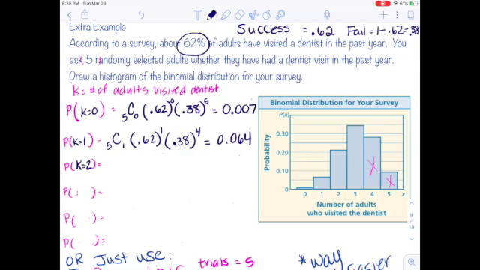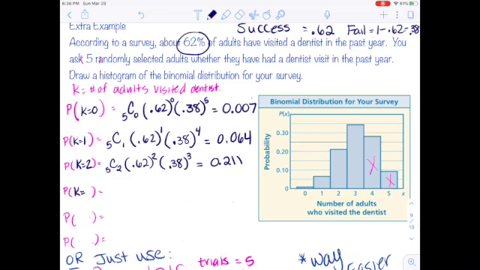Keep going. K is equal to 2. That means 2 people out of the survey went to the dentist. That probability would be 5 choose 2 times 0.62 to this. You have 2 people that went to the dentist, and you have 3 people that did not. So that probability, 0.211, and you continue this for all your K values. So K equals 3, K equals 4, K equals 5.